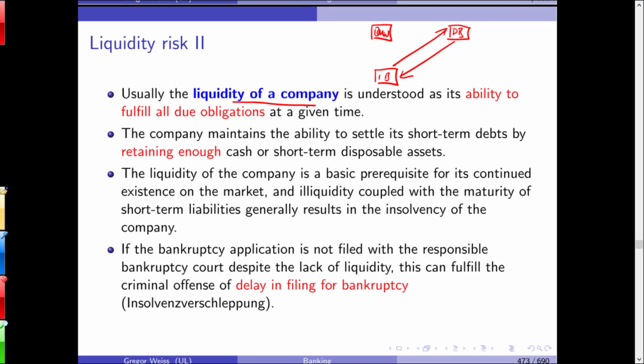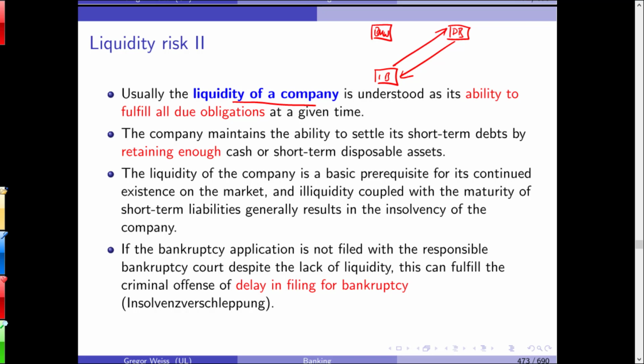So asset liquidity is linked to market liquidity, and asset liquidity is also linked to a company's liquidity, because the company holds assets that are more or less liquid. And if you cannot pay your bills, you will have to file for bankruptcy. And if you delay this, you might be liable, and you might be prosecuted under penal law.